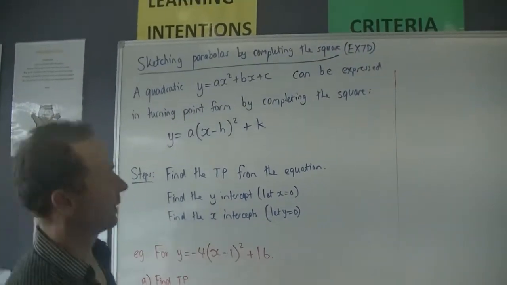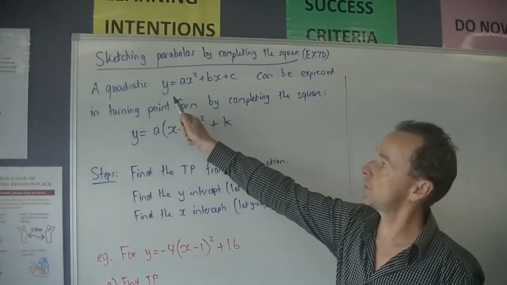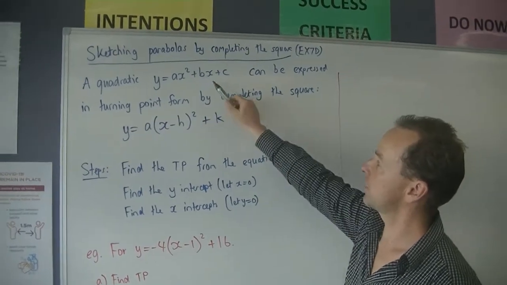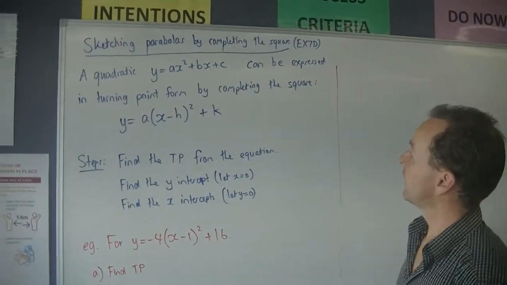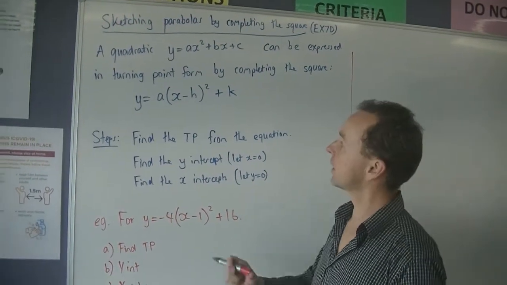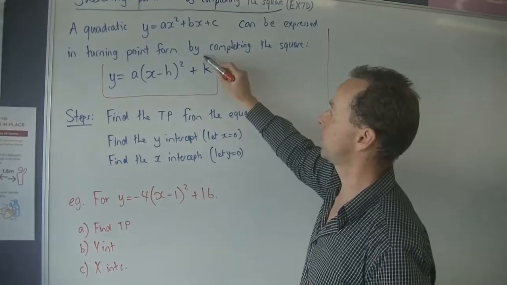Alrighty, good job. Okay, so from the notes, the generic form of a quadratic equation is y equals ax squared plus bx plus c. Now, if we complete the square, and hopefully you remember that from a few topics ago, we get it into this form, and this here is called turning point form.